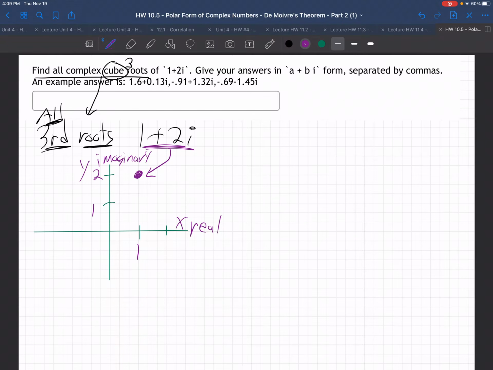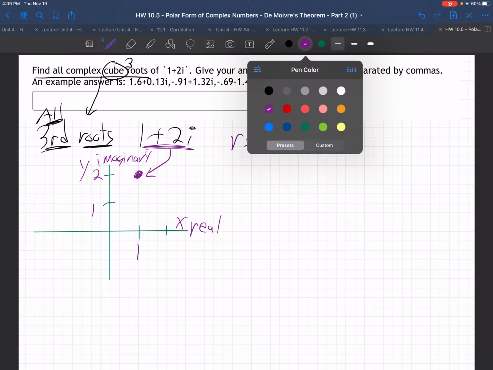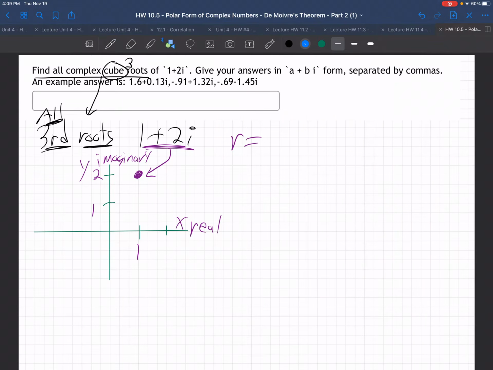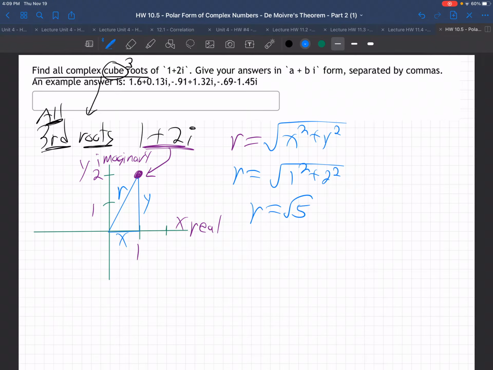And they want us to calculate its r. R really is the length, how far out it is to the point. And you know how to find that. It's just a right triangle, isn't it? So r is the square root of x squared plus y squared. That's why they give that formula. So that's going to be 1 squared plus 2 squared, square root of 5. I'm just going to leave it as square root of 5. I don't want a decimal right now. So r is the square root of 5. That's the length out to our complex number, 1 plus 2i.